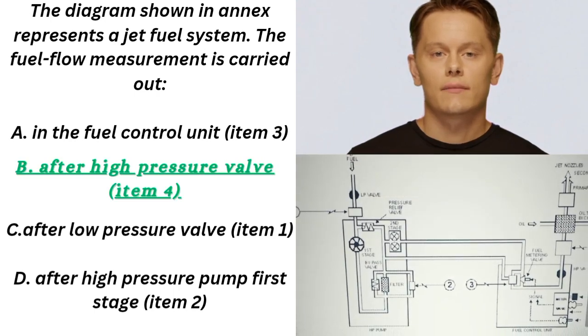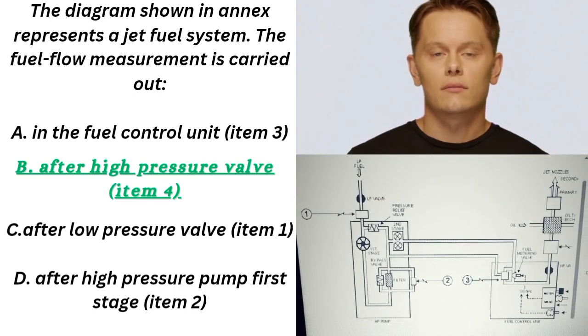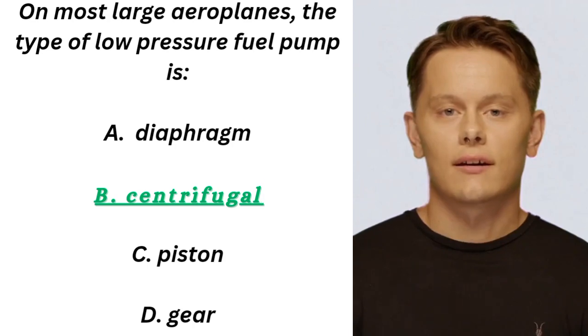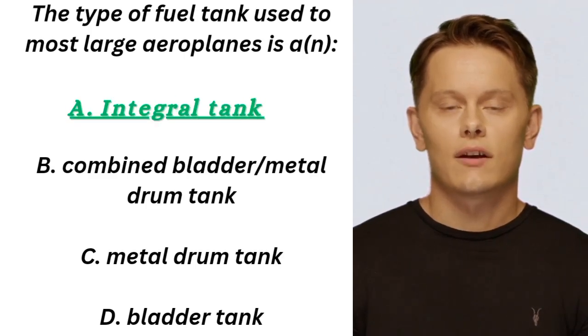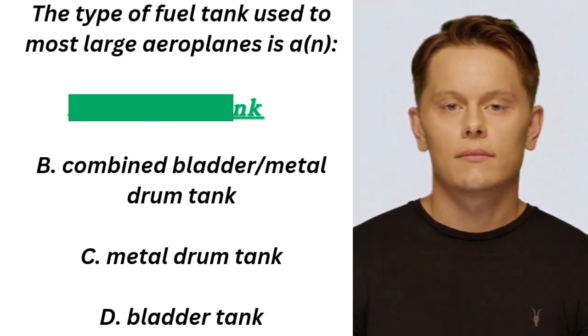Question 49. The diagram shown in Annex represents a jet fuel system. The fuel flow measurement is carried out. The answer is B. After high pressure valve item 4. Question 50. On most large aeroplanes, the type of low pressure fuel pump is. The answer is B. Centrifugal. Question 51. The type of fuel tank used on most large aeroplanes is. The answer is A. Integral tank.